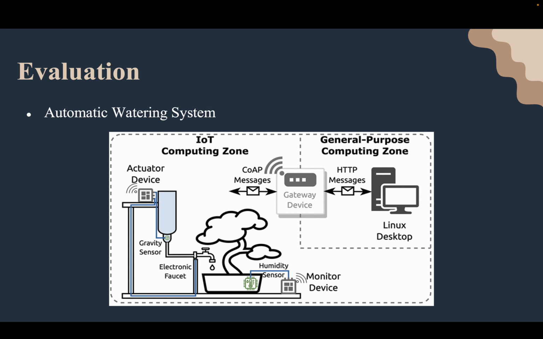The monitor checks soil moisture with a sensor and signals the actuator to water the plant if dry and stop if wet. The actuator attached to a water bottle opens or closes the gate based on alerts. Optionally, a gravity sensor in the bottle can alert the user or lower water via CoAP messages to the Linux server through the gateway, which translates between CoAP and HTTP messages.